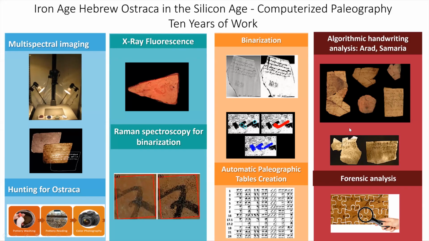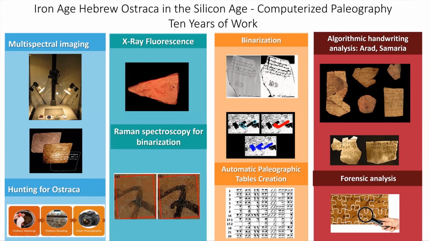And some summary of what we did along the years. So 10 years of work, a lot of stuff has been done. We started with multispectral imaging of Ostraca. For the Dead Sea Scrolls, it is known what the best wavelength range is to improve the images, but what is the best wavelength range to improve Ostraca?